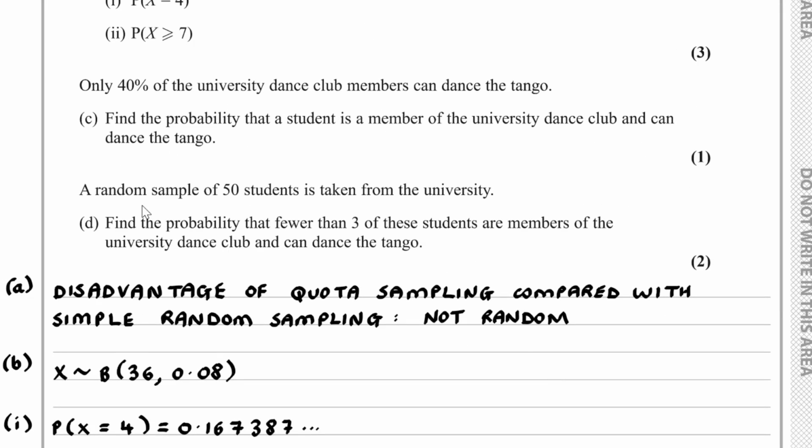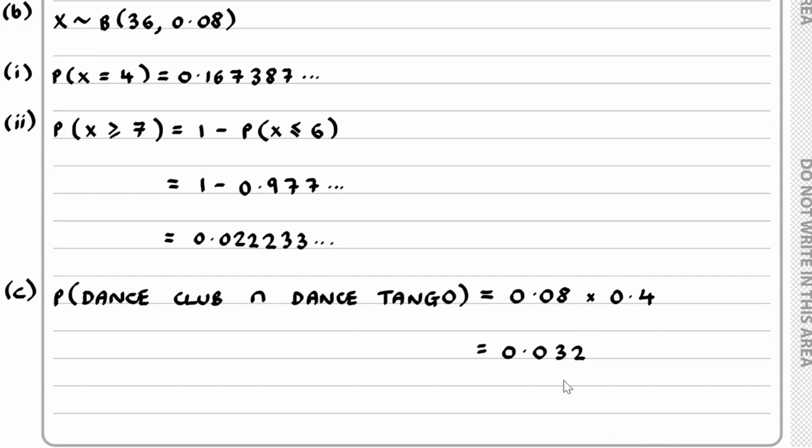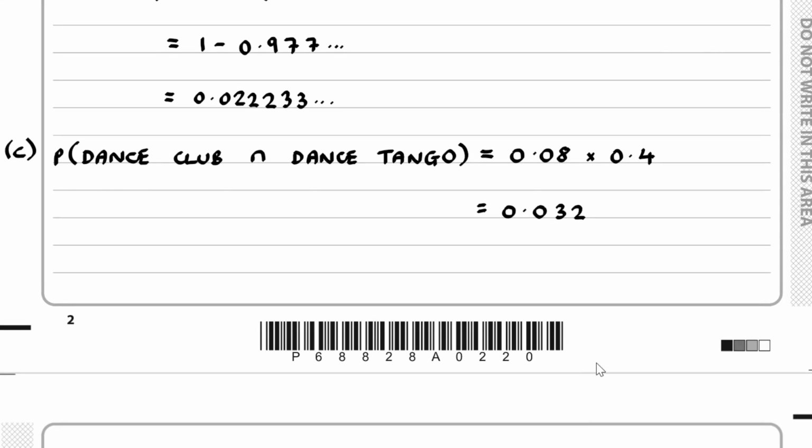And now for Part D of the question, a random sample of 50 students is taken from the university. We have to find the probability that fewer than 3 of these students are members of the university dance club and can dance the tango. Well, what we'd have to do here is set up a new random variable. The reason for that is we have a different number of university students taken in our sample, and the probability has changed this time. The probability we have this time is 0.032.